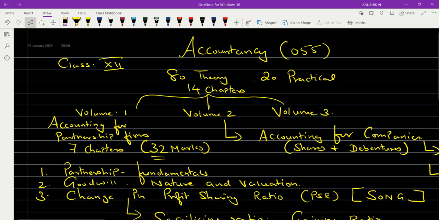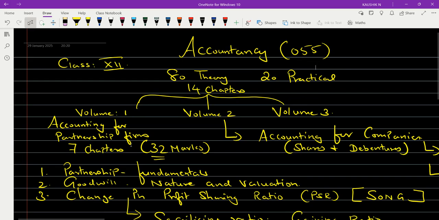These 14 chapters have been divided into three volumes. Volume 1, Volume 2. The third book has not been named Volume 3, but it is named only Financial Statement Analysis. So let's see what these books contain. Volume 1 is a textbook where you're going to learn accounting for partnership firms alone.